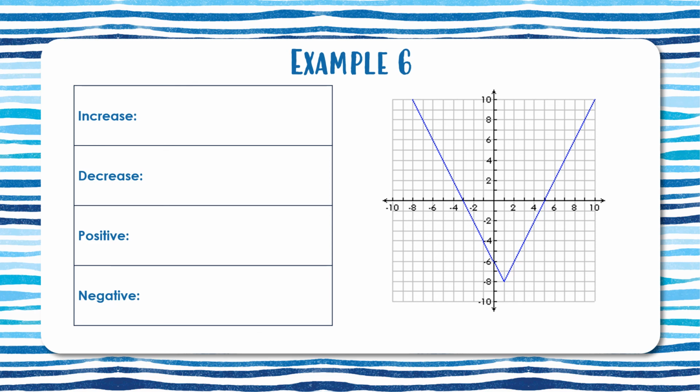Positive is where it's above the x-axis. Negative is below the x-axis. Starting at negative infinity, going until positive infinity. So if I start at negative infinity, we are above the x-axis, and we will continue to be above the x-axis until we hit the x-intercept. So that is from negative infinity to negative 3.